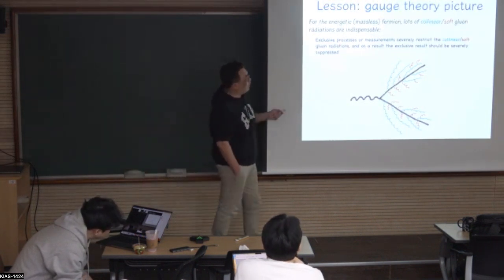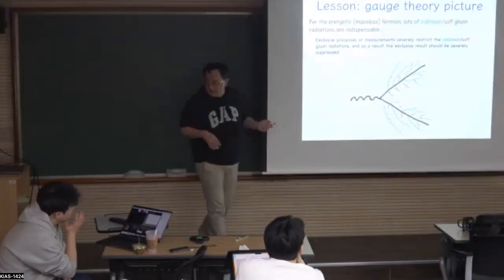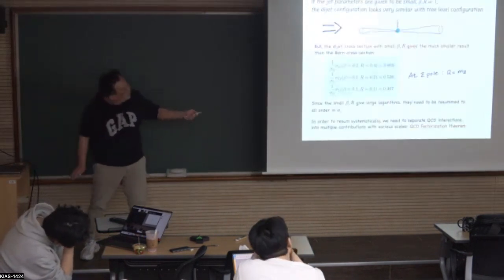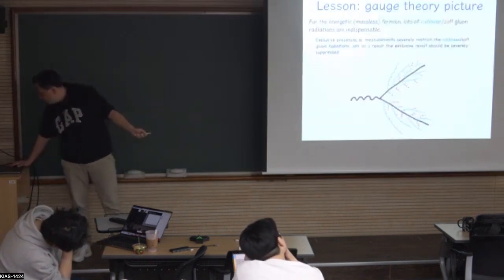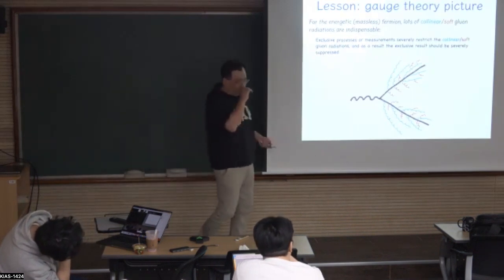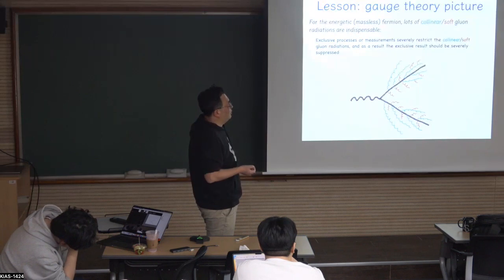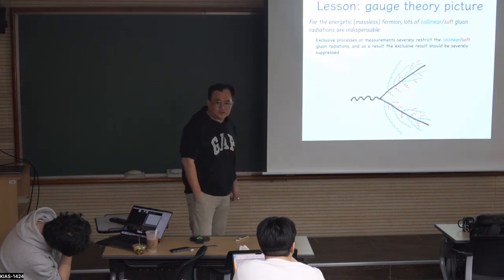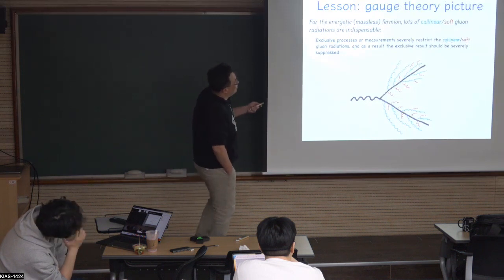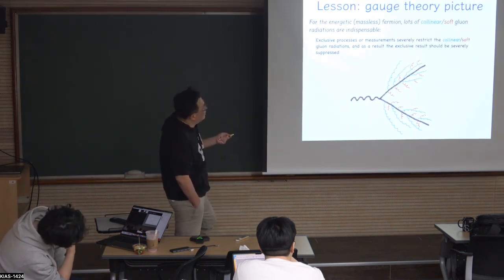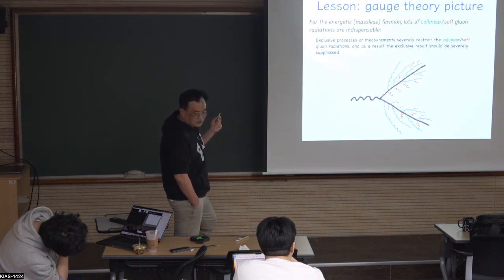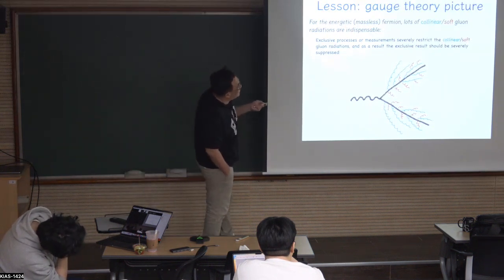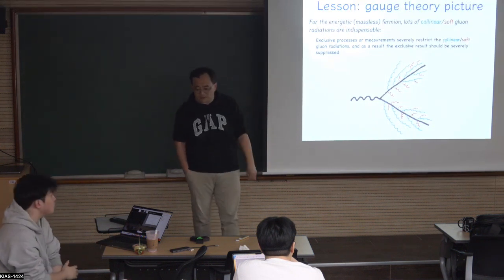Then when you consider the exclusive dijet cross section like that, that kind of phase space constraint severely restricts this collinear and soft gluon radiation. As a result, the exclusive dijet cross section in the previous page should be severely suppressed compared with the leading order result.